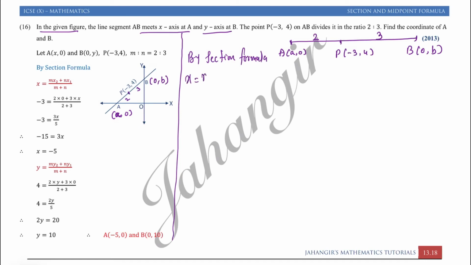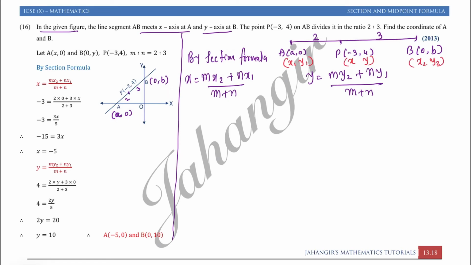X is equal to mx2 plus nx1 upon m plus n. Y is equal to my2 plus ny1 upon m plus n. So here let us mark, this is x1 y1, this is x comma y, x2 y2, and this is m, and this is n. Everything has been marked. We are just replacing it.